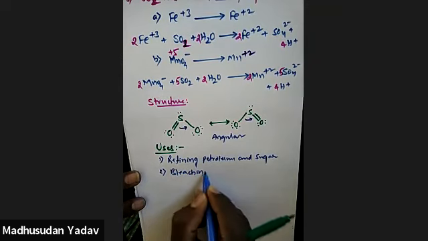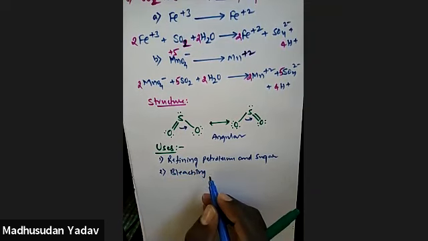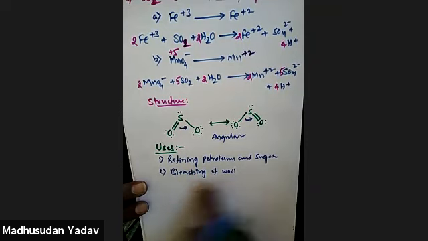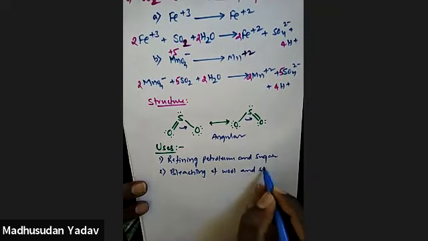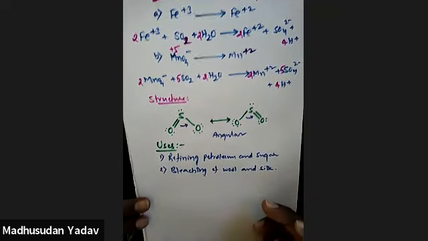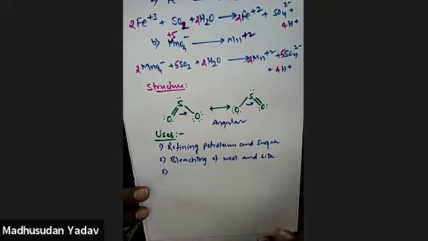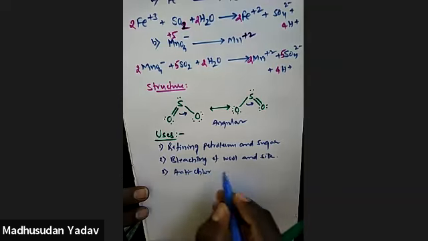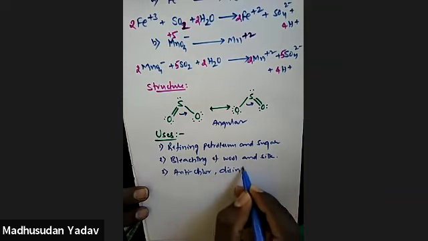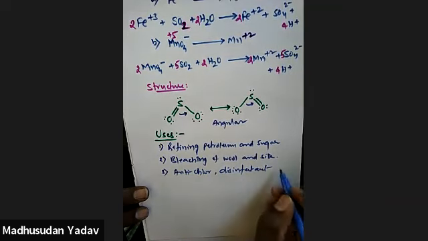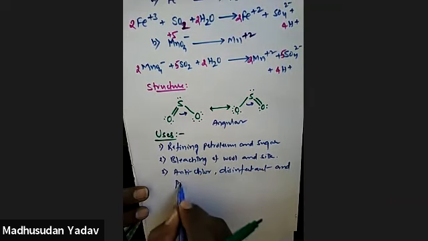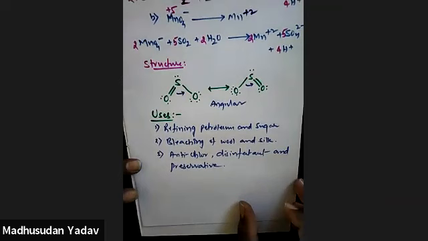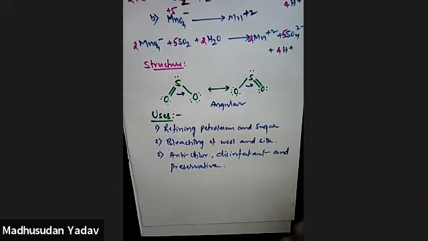Yes, bleaching. It is used for bleaching of wool and silk. Bleaching means a colored compound is converting into a colorless compound. That is called bleaching. And it is used as an anti-chlor agent, and it acts as a disinfectant. It is also used for preservation purposes, as a preservative. Okay, so this is about sulfur dioxide uses.